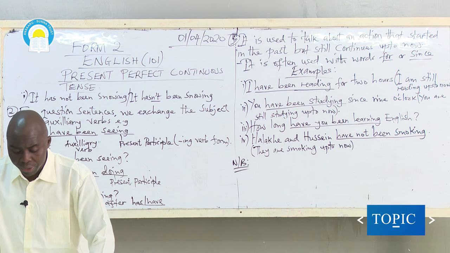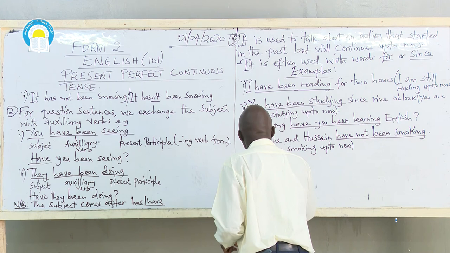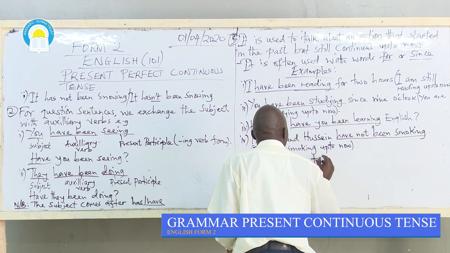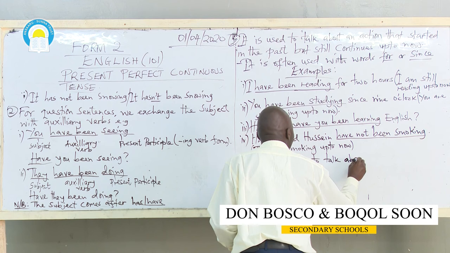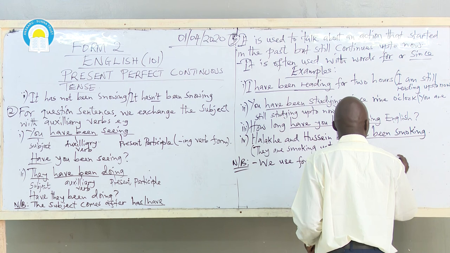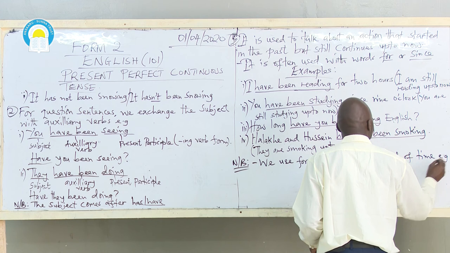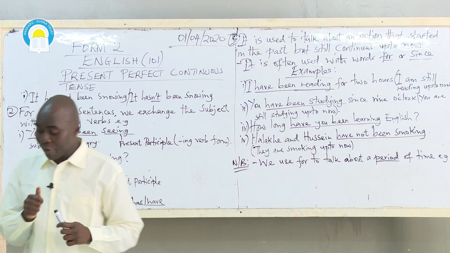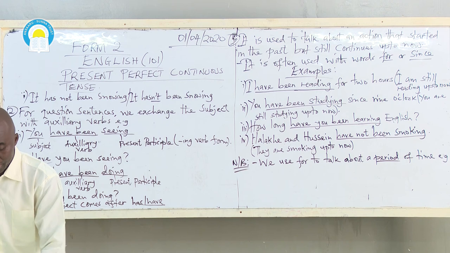This word for, we use for to talk about a period of time, e.g., when do we talk of a period of time, we have got these examples, 3 hours.